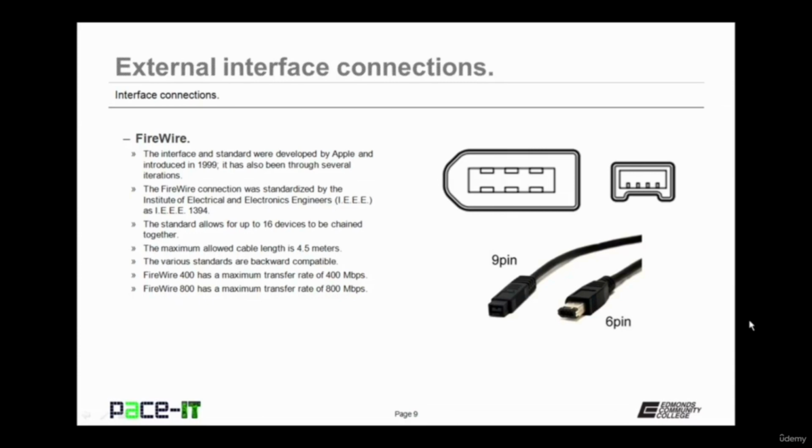The standard allows for up to 16 devices to be chained together. The maximum allowable cable length is 4.5 meters. All the standards of IEEE 1394 are backwards compatible. There are two main standards. There's FireWire 400, which has a maximum transfer rate of 400 megabits per second. And then there's FireWire 800, which has a maximum transfer rate of 800 megabits per second.